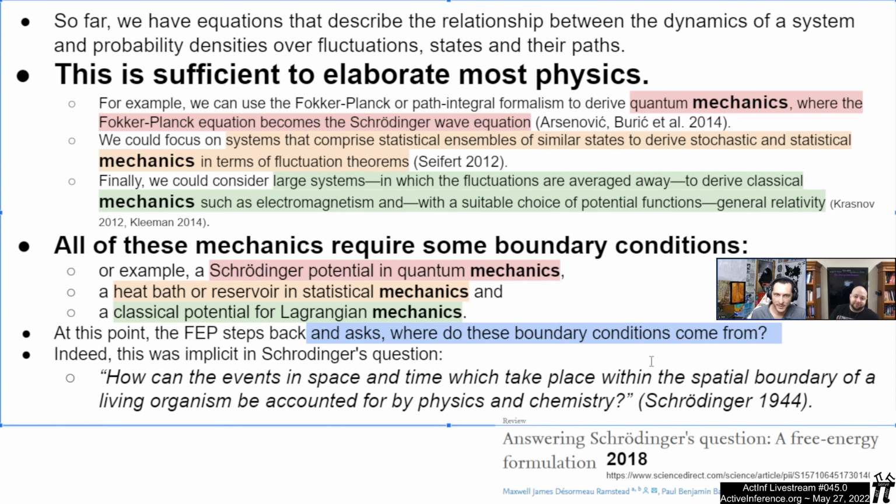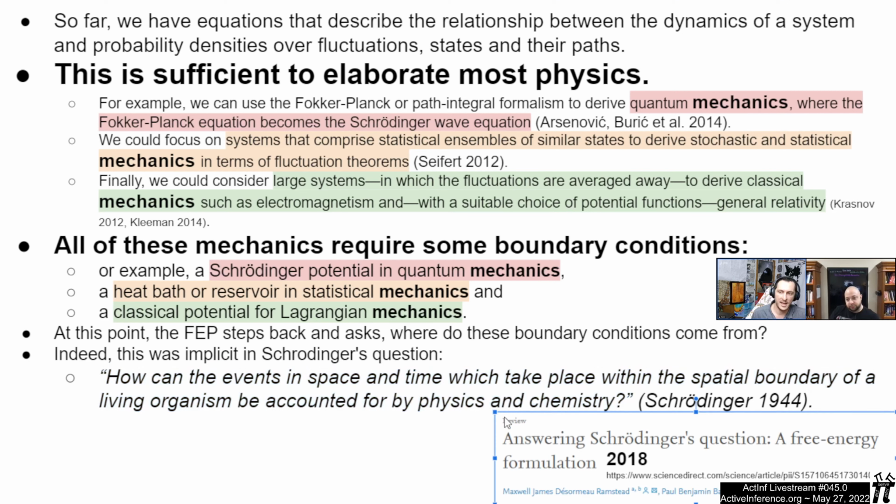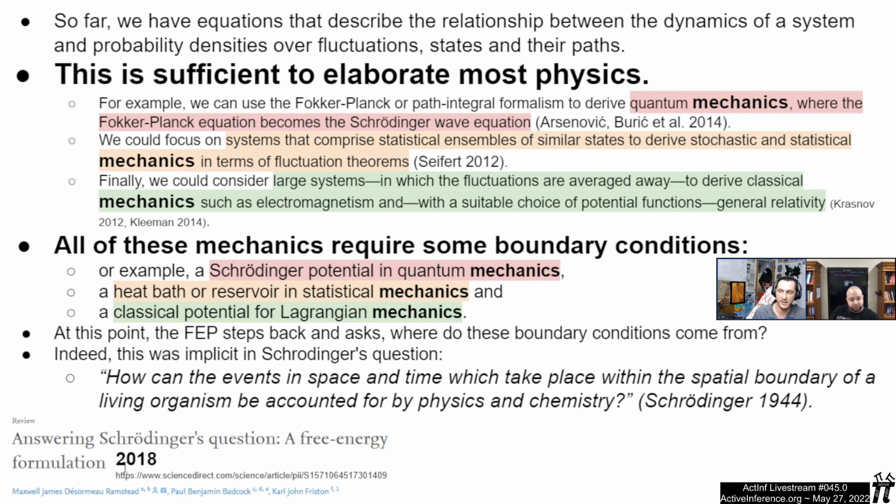come from? Indeed, this was implicit in Schrödinger's question in the famous article, What is Life, 1944, where Schrödinger wrote, how can the events in space and time, which take place within the spatial boundary of a living organism, be accounted for by physics and chemistry? And this is a bit of a nod to the paper of Ramstead et al. in 2018, answering Schrödinger's question of free energy formulation.